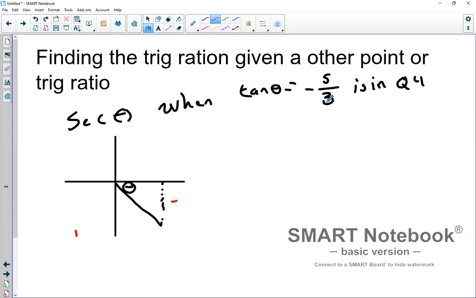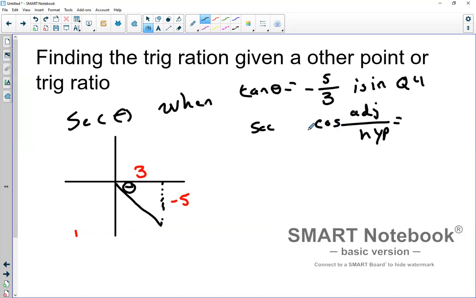It's opposite over adjacent. So opposite of the theta is -5 over the adjacent, which is your x value, which is always your cosine, is your 3. Not always your cosine. It's always your cosine in a unit circle. Always your sine in a unit circle. So this is 3, and this is -5. Now we need secant. Secant, which is the opposite of cosine, which is adjacent over hypotenuse.